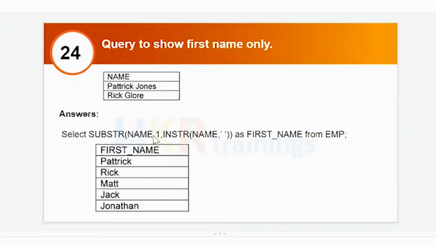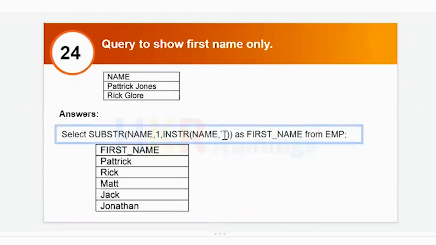Select substring name, comma 1, comma instring name space as first name from employee. So what are we doing? We are using instring inside substring. Instring is used to find the location of a particular character. And as I've already told, space is also considered a character in SQL. So we are going to find the position of space, and that will be our last position in the substring. So substring name, where name is the column name, 1 is the starting position, and instring name space is going to be our ending position. So that is how we get only the first names.